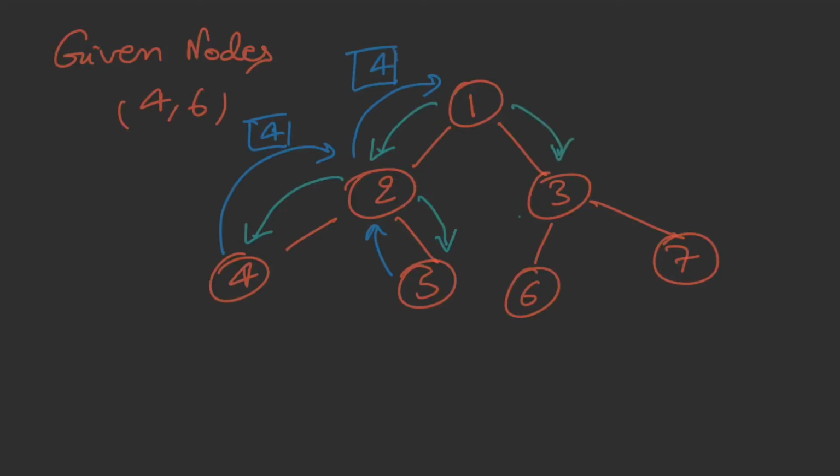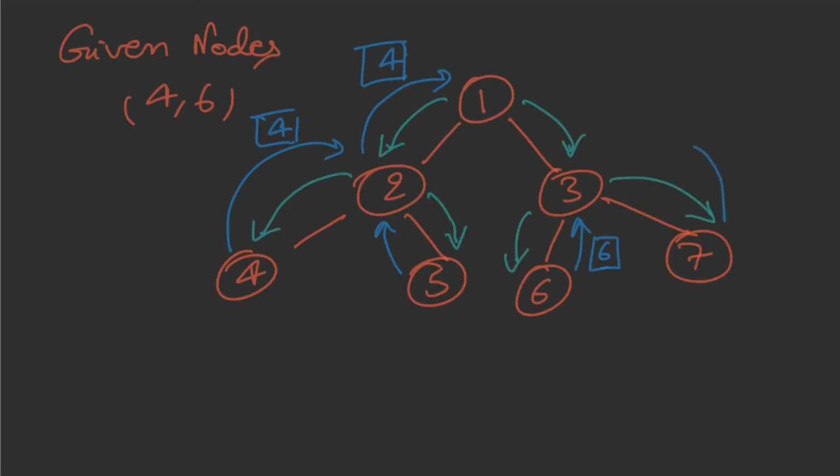It's time to visit right child of the root node. At node 3, we'll first visit the left child, which is 6. 6 is one of our given nodes, so we will return a valid node. We are back to node 3 and now we will visit our right child, which is 7. Since 7 is not one of the given nodes, we will go ahead and return null, as 7 happens to be the leaf child.